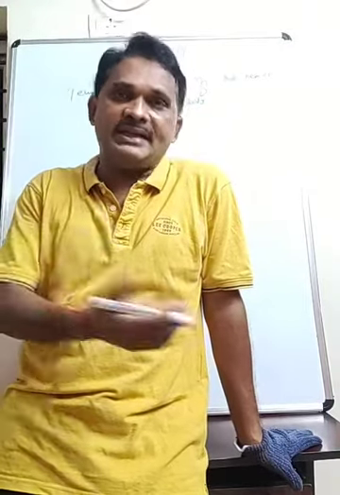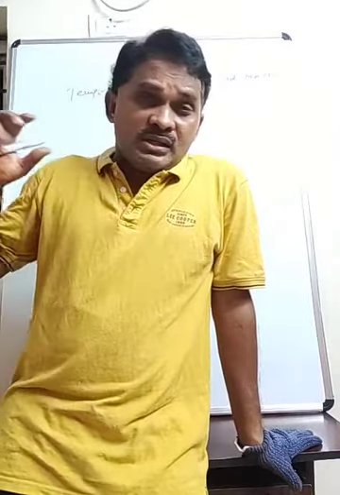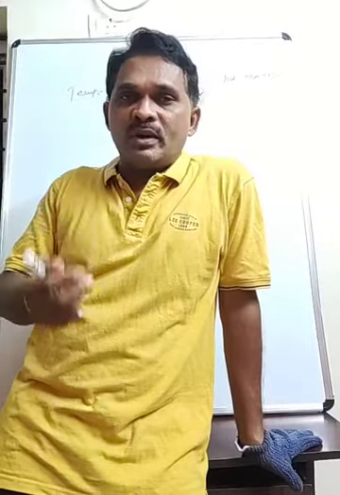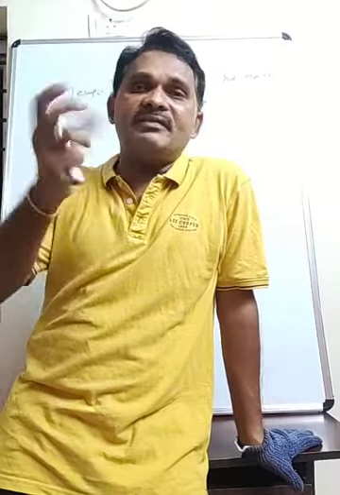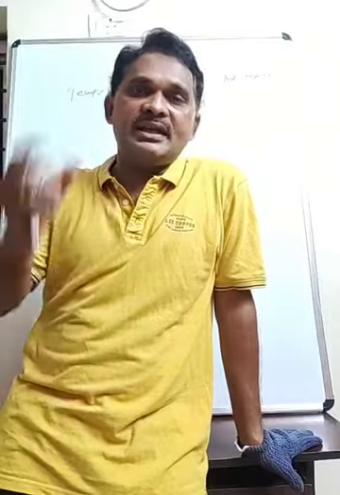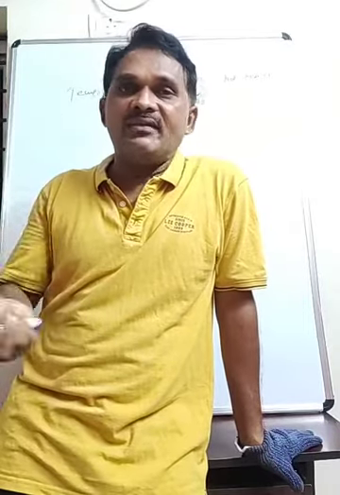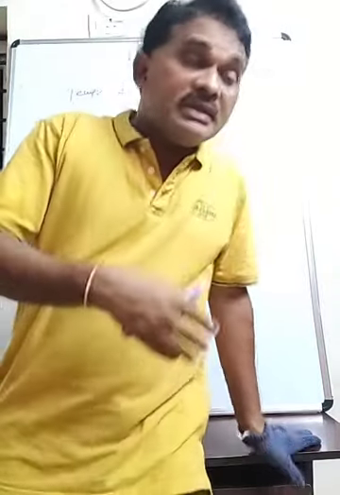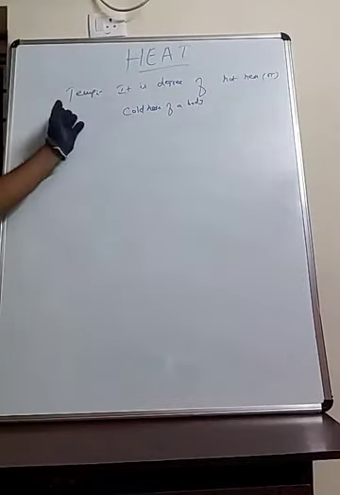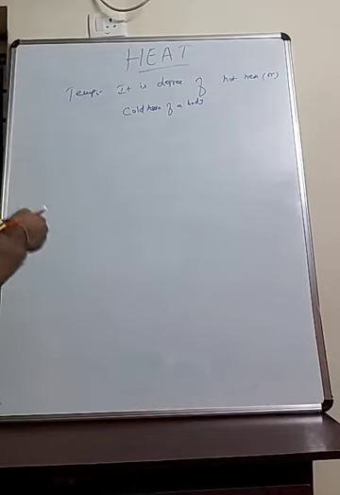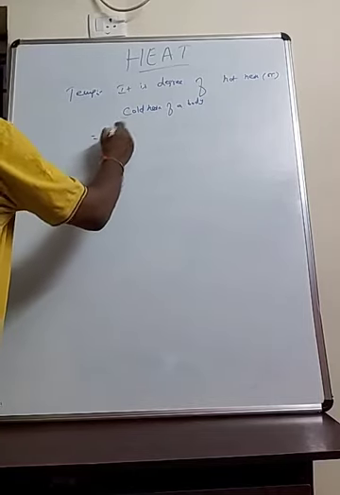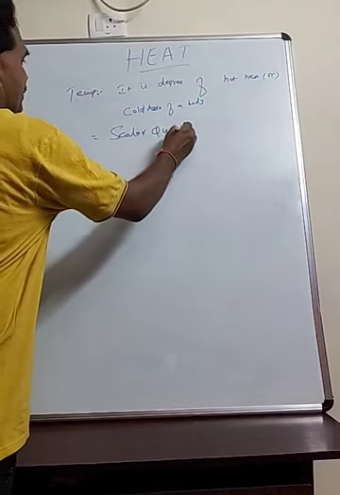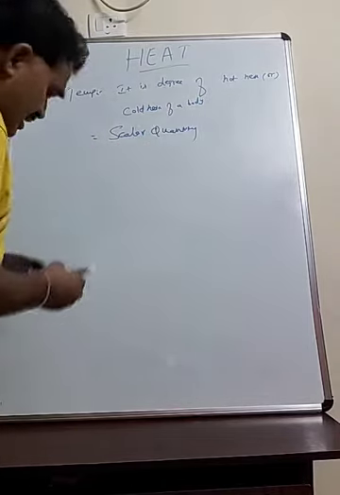How do we measure heat? Temperature is a degree of hotness, how much heat it is. It means how many degrees of temperature we have: 10 degrees, 20 degrees, 30 degrees, 5 Kelvin, 200 Kelvin, 300 Kelvin, like that. Is temperature a scalar quantity or a vector quantity? It is a scalar quantity.